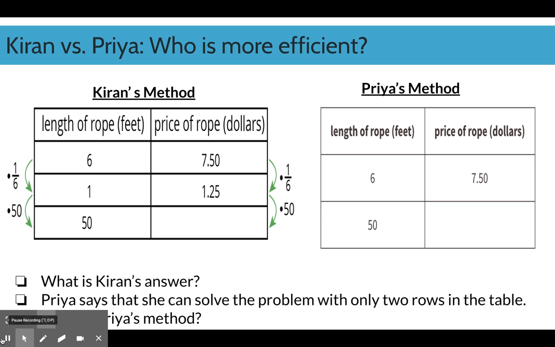And then let's also look at Priya's method. Priya says that she can solve the table with only two rows. So let's think about what her method would be if she's only solving it with two rows. We're going to take about 3 minutes to put this into your student companion. Question number 1 says Kieran knows he can solve the problem this way. What would be Kieran's answer? And then you're also going to answer number 2 about what you think Priya's method is, and then we're going to come back together. We'll pause here so you can work based off of this table shown on the screen and in your student companion.